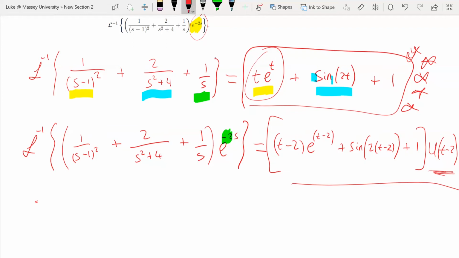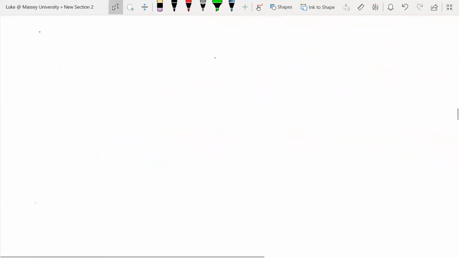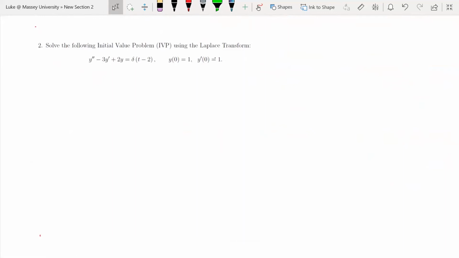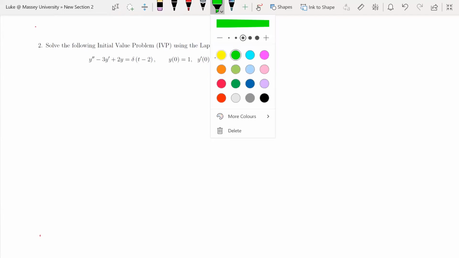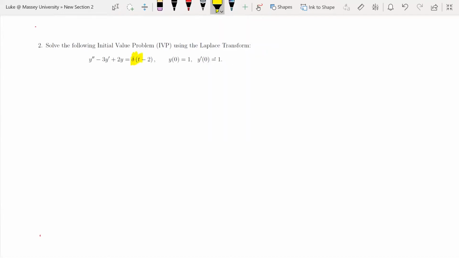Okay, so moving on to question 2 now. In question 2 we're actually going to have to solve an initial value problem. This is really where using the Laplace transform to solve these differential equations becomes really helpful, right? Because previously we've learned no other way that we can solve an initial value problem which has this Dirac delta function, this impulse function in it.